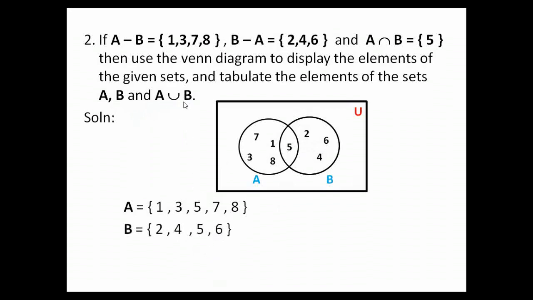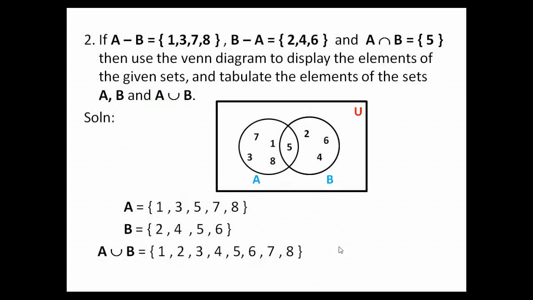What will be the elements of A union B? A union B means all of this, A and B. So here we have 1, 3, 2, 4, 5, 6, 7, 8. Now 5 is present in both, but we have to take it only once. So we'll write it only once. So A union B is 1, 2, 3, 4, 5, 6, 7, 8.